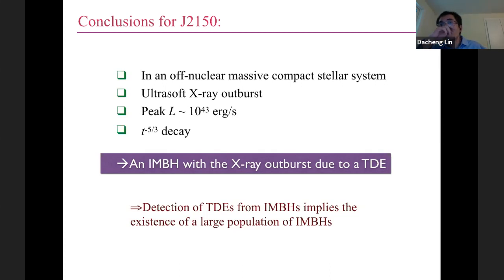Here, I would like to point out that because intermediate mass black hole TDEs are very rare, the detection of one such event implies that there should be a large population of intermediate mass black holes hidden out there. So this is my talk, and I thank you very much. I will take questions.